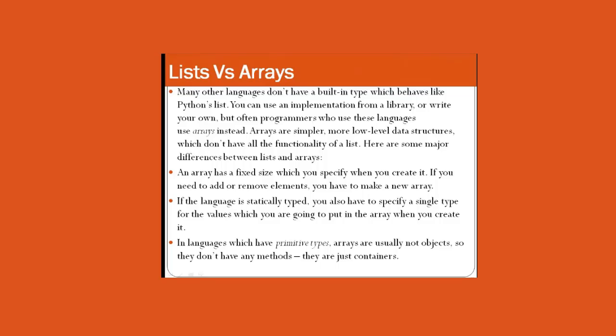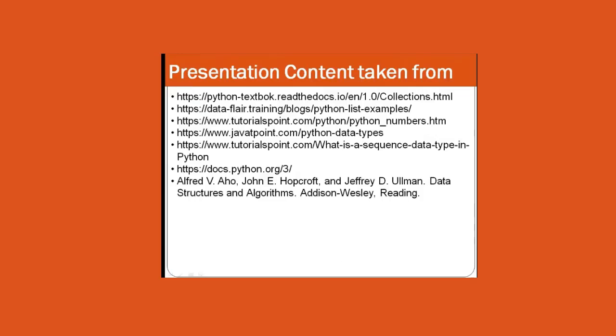If the language is statically typed, you also have to specify a single type of values which you are going to put in the array when you create it. In languages which have primitive types, arrays are usually not objects, so they don't have any methods, they are just containers, right? So if you talk about lists, we have a number of methods, we can reassign the values, we can extend it, so it is very easy to do this.